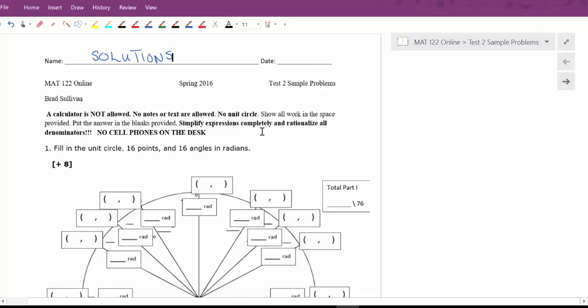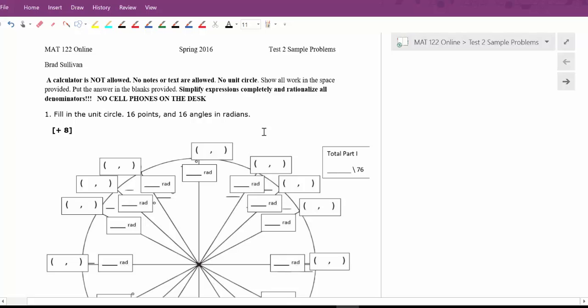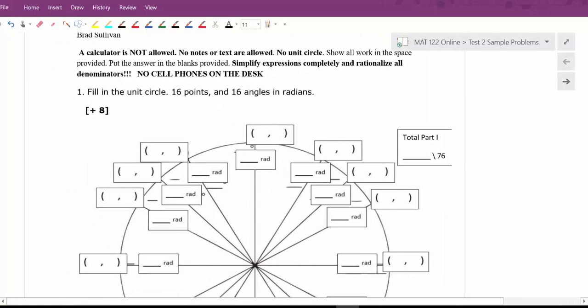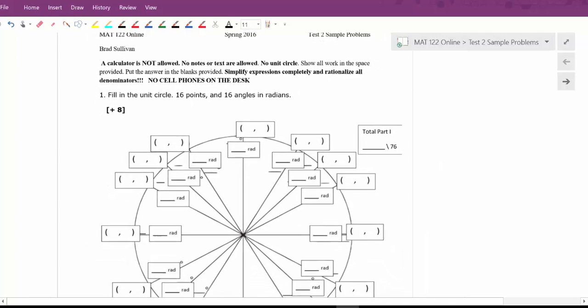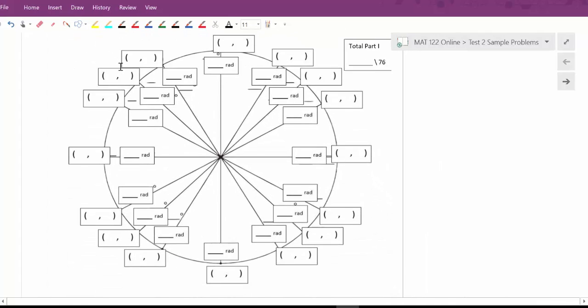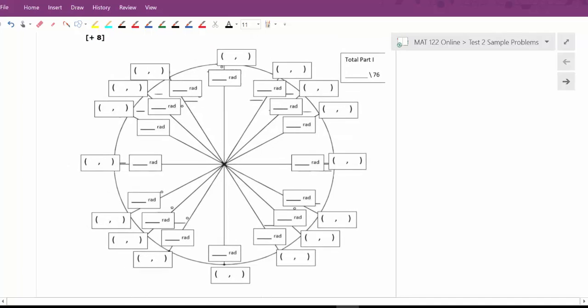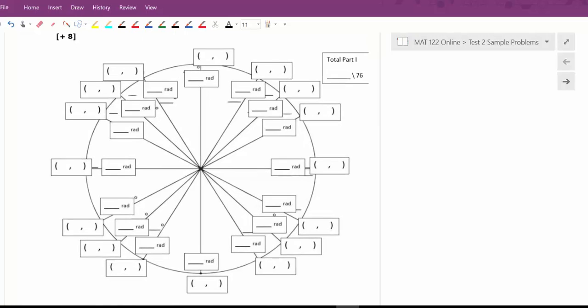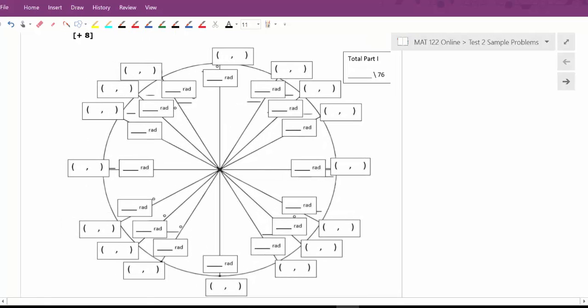The very first thing that I always do, first of all, this test is totally non-calculator. It's just one part, no calculator needed for anything. And the first thing that you always got to do on this is fill out the unit circle. Okay, so I'm going to review how you do this. This is the only test that I do this on, but you have to be able to fill out all of the points on the unit circle, and you got to be able to fill all of the radian measures of all the angles out too.